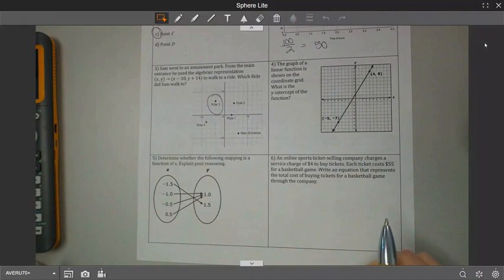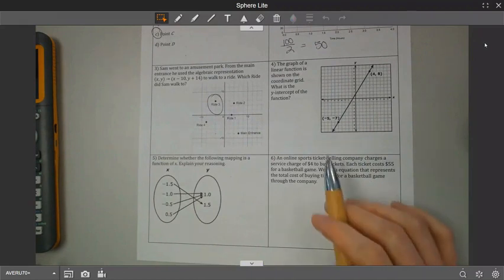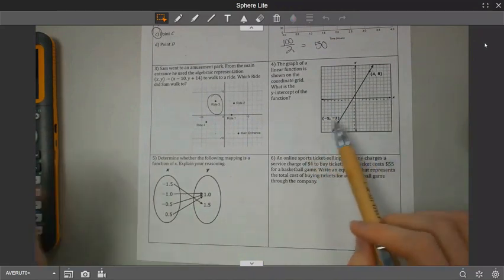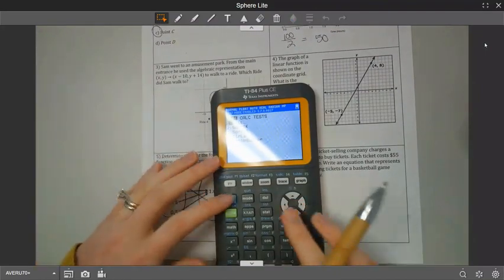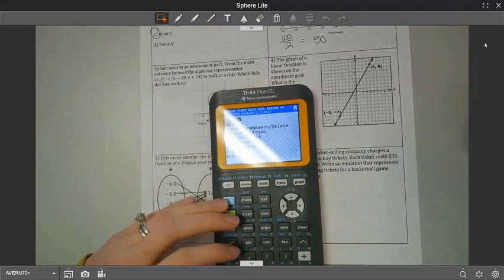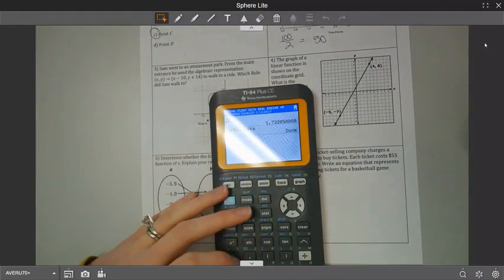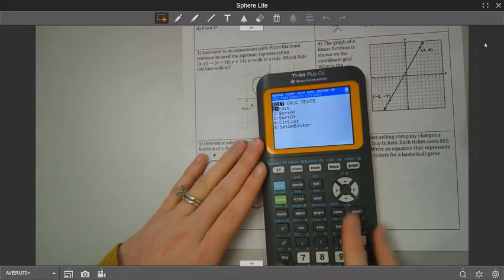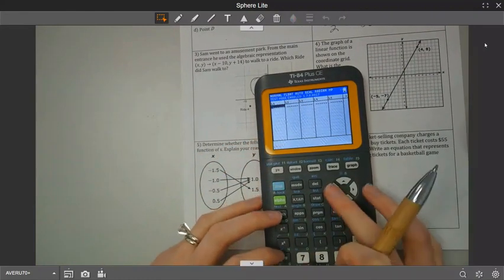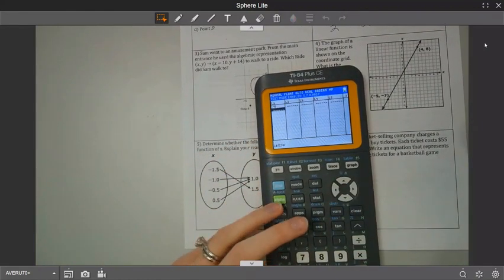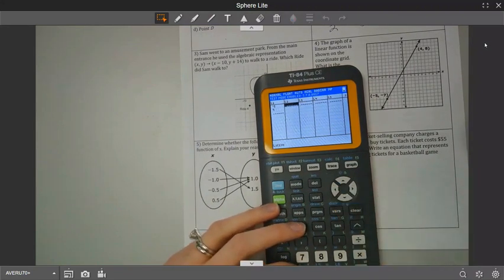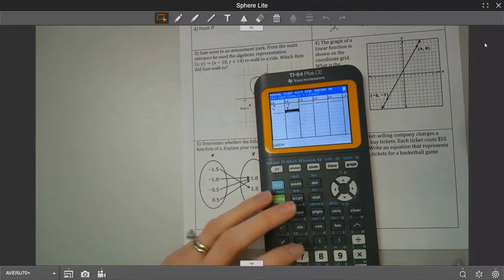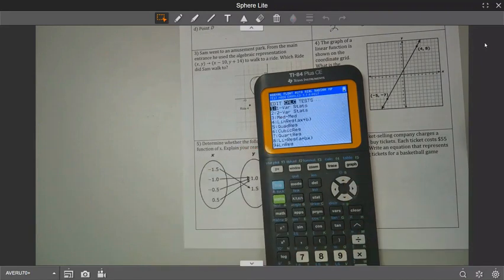The graph of the linear function is shown on the coordinate grid. What is the y-intercept of the function? Well, I have 2 ordered pairs. I could just put it in the calculator. So I'm going to clear my list first. So I'm going to do second plus 4, enter. Then I'm going to go to stat. We're going to come into edit. And so we're going to put our x values in list 1. So we have -5 and 4. And then in list 2, we're going to put our y values. So -7 and 8.